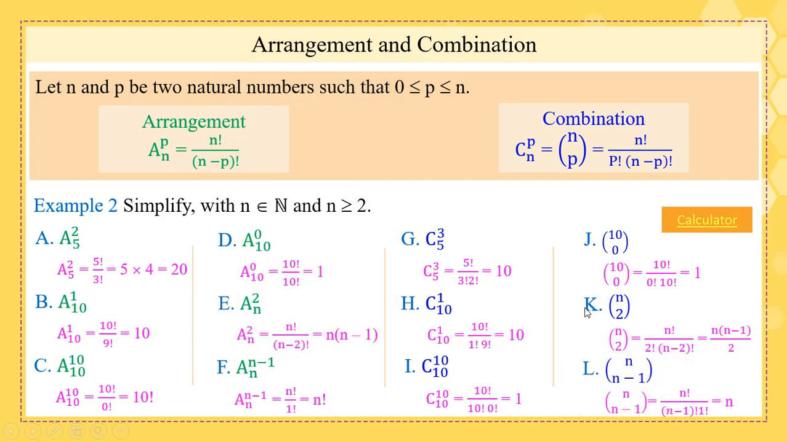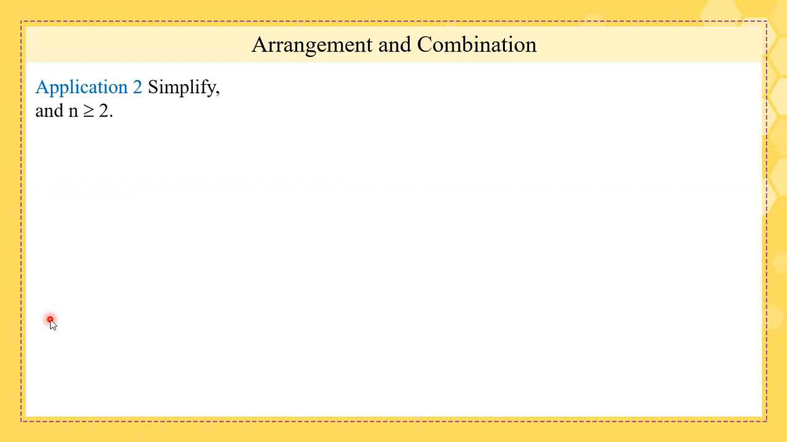Okay. Let's continue. Well, let's see this application. We need to simplify this expression. Try to do it alone. Well, by applying the definition, this is n factorial over 0 factorial, which is n factorial. Try to do this also. This is n factorial over n factorial, which is 1. Try to do the third one. Well, this is n factorial over (n minus 1) factorial, which is n.